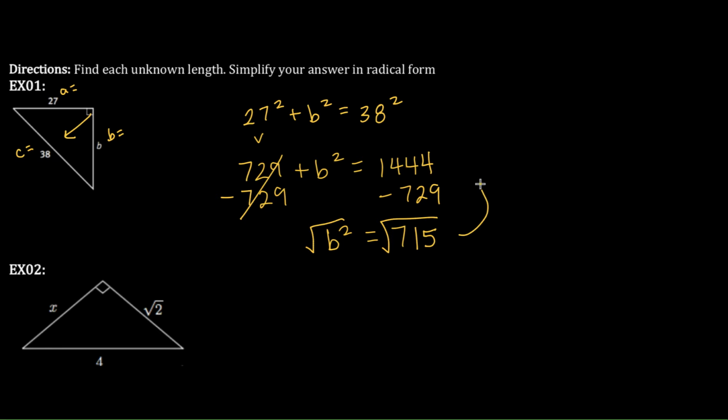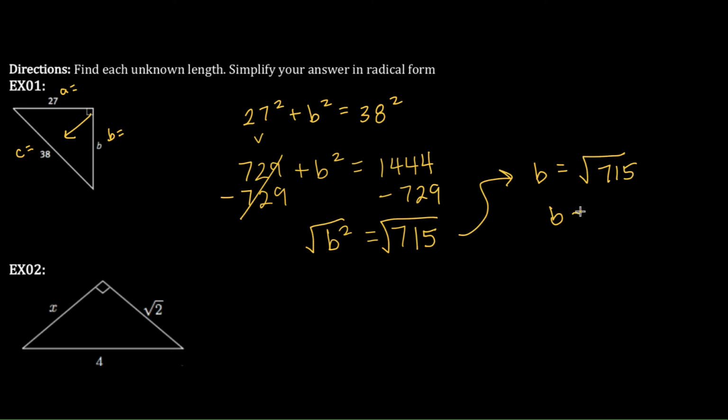And so b equals, normally we would estimate this, right? But I want you to see if any perfect squares go in here. So 715 divided by 4. No. 715 divided by 9. No. 715 divided by 25. No. 715 divided by 36. And you can try some, but it doesn't look like there's going to be anything. So I think that's what it is. B is the square root of 715.